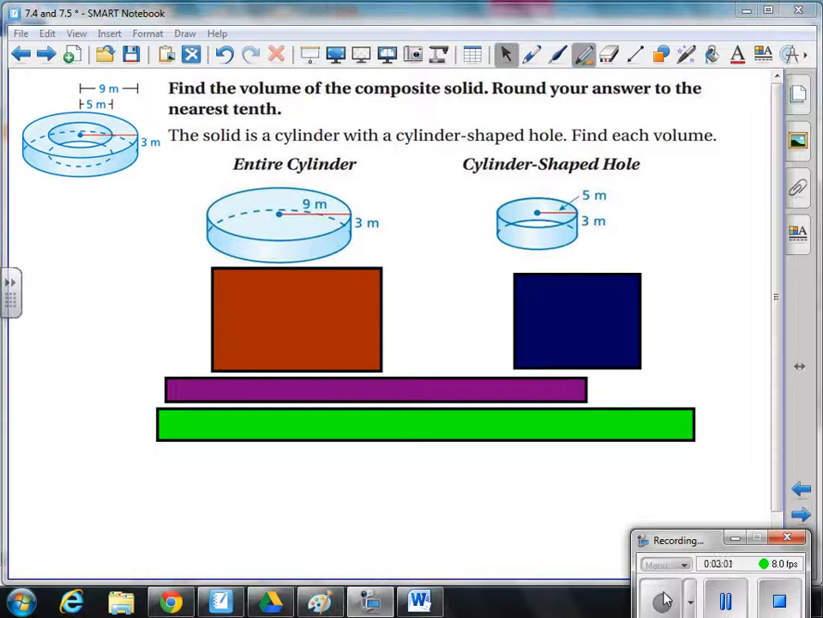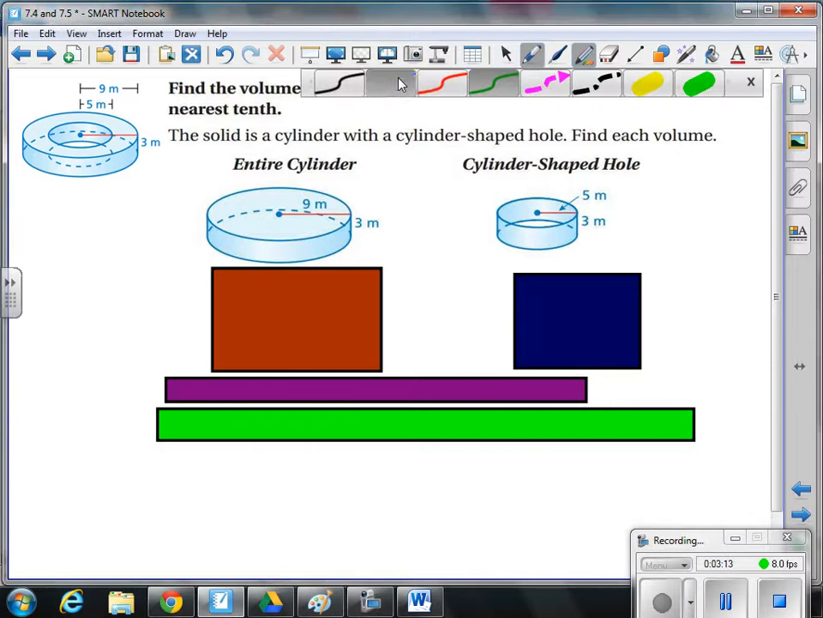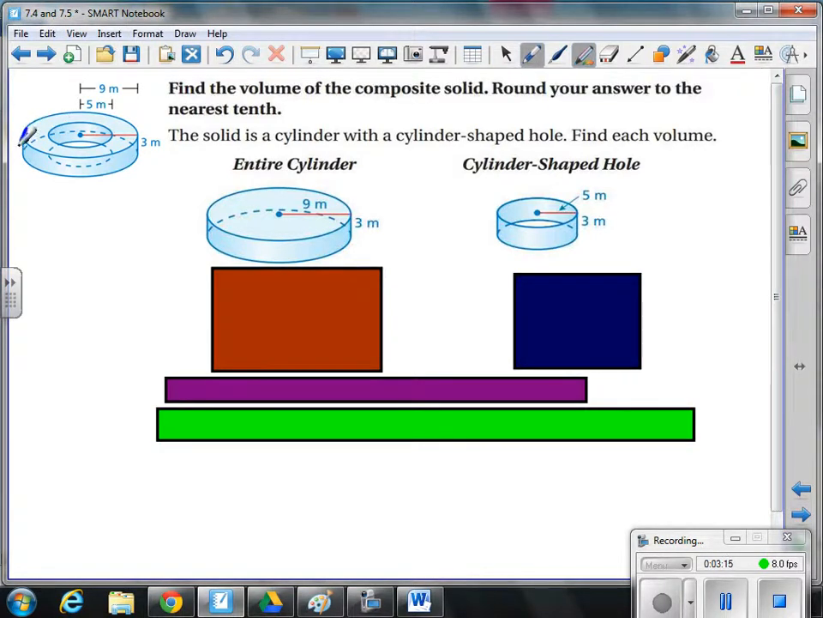All right, here we have a composite solid, and I don't know if you can see it from where you are, but this shape is kind of like a donut or a washer for any of you who are hands-on. But this is the entire shape. This center piece here is cut out. So what we want to do is find the volume of the shape with this missing piece in the center.